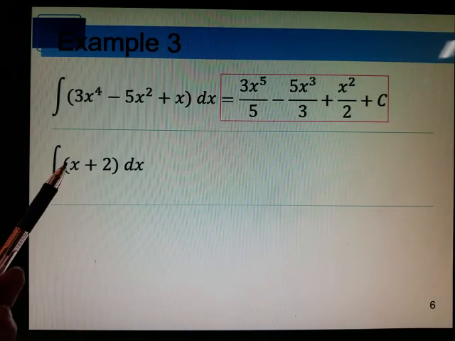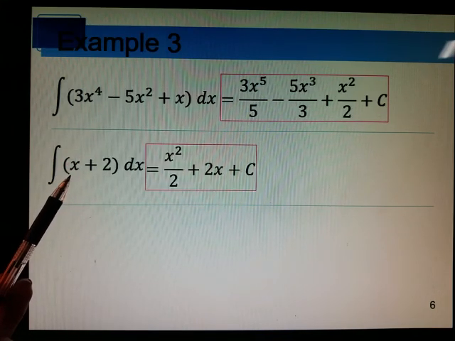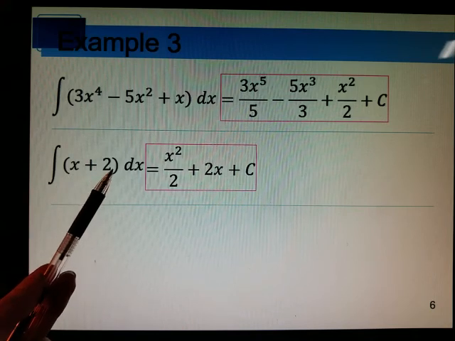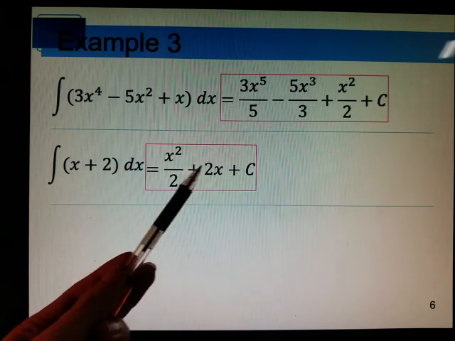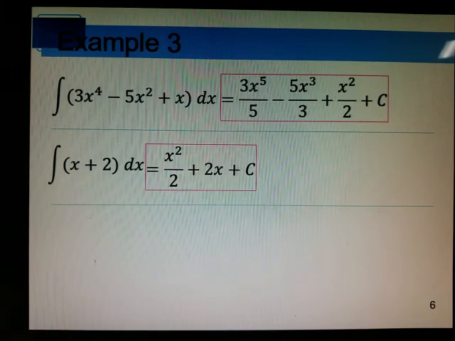So this right now has an exponent of 1, so if I add 1 to it, it's going to be 2, and divide by the new one of 2. This has x to the 0, so add 1 to it, that would be 1, divide by 1. And derivative of any constant would be 0.